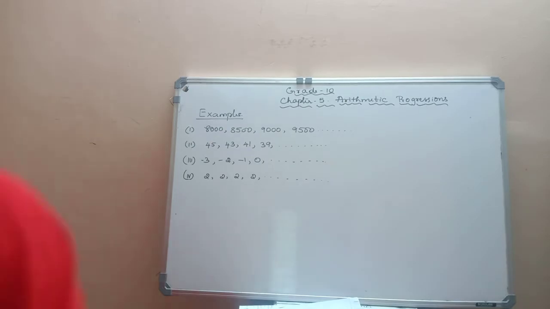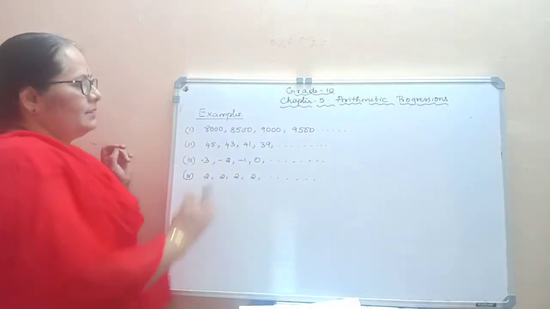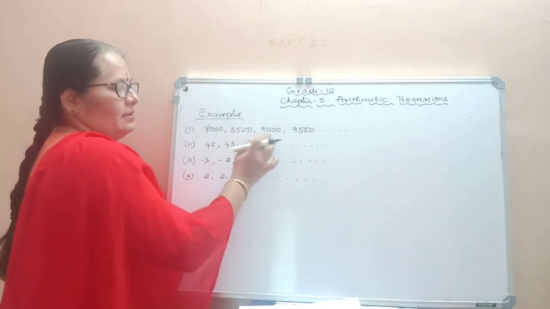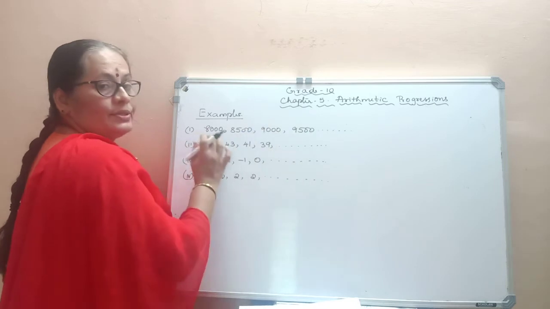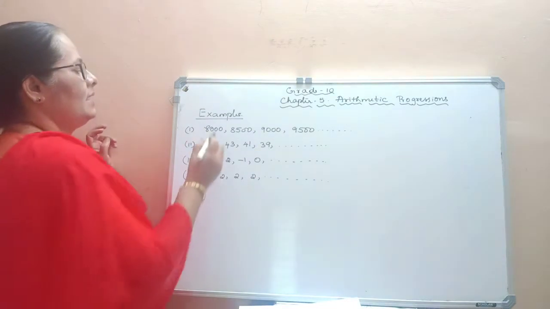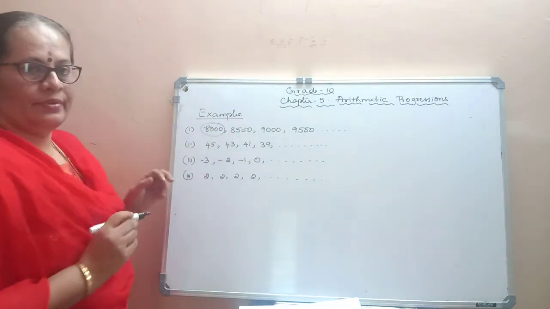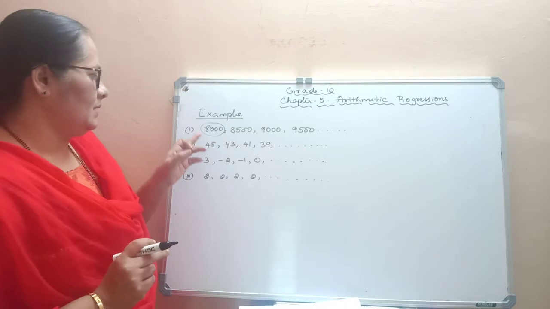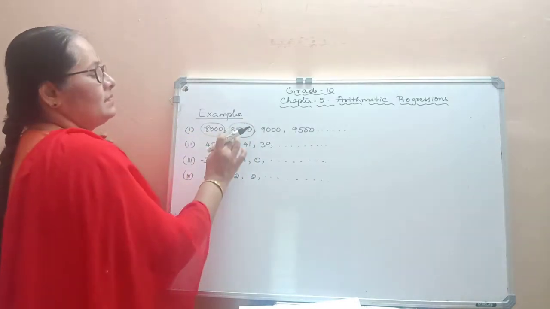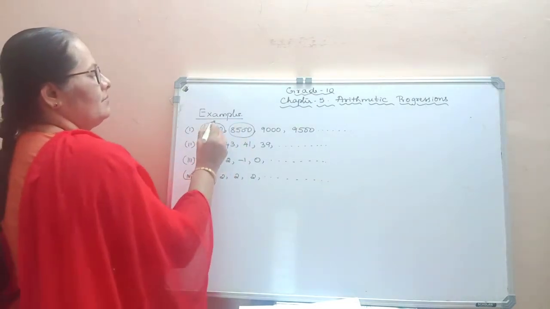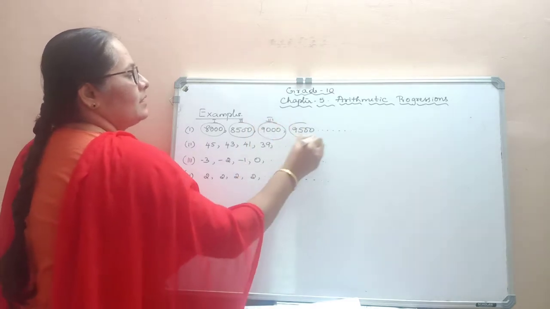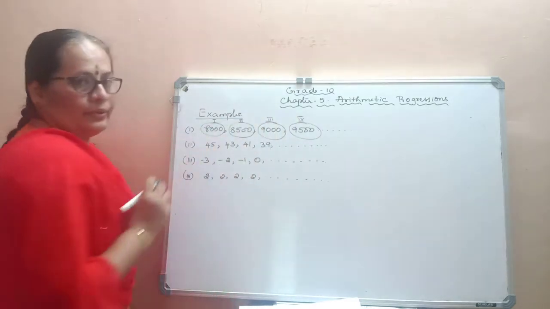Let us take some examples. In this first example, 8,000, 8,500, 9,000, 9,500. It is a sequence. The first term of this sequence is 8,000. Then the second term is 8,500. This is the first term, second term, 9,000 the third term, and 9,500 is the fourth term.